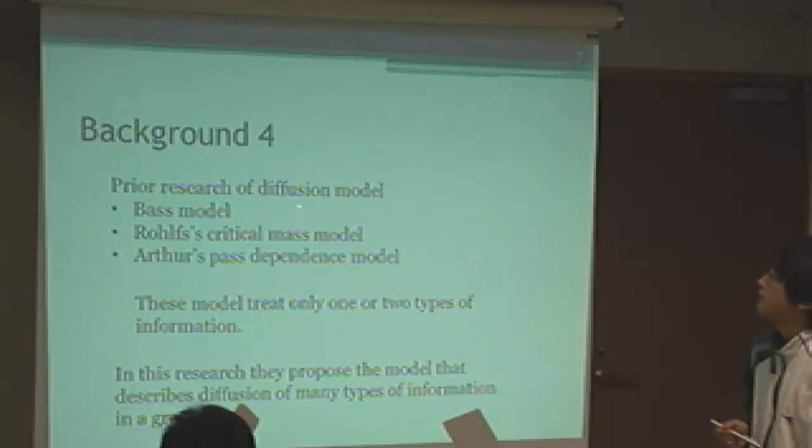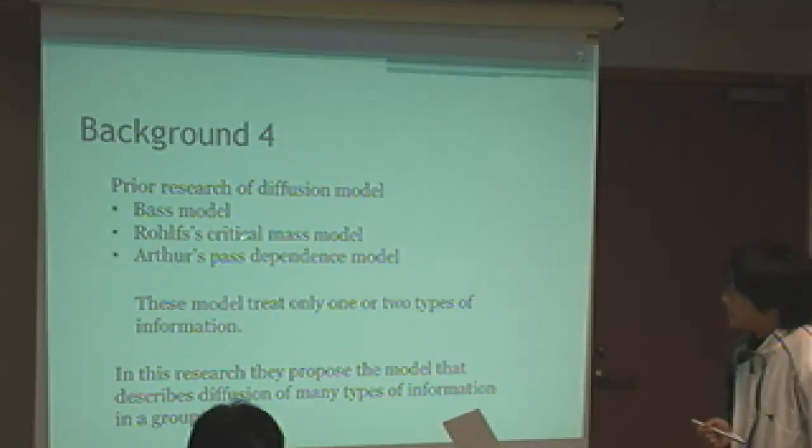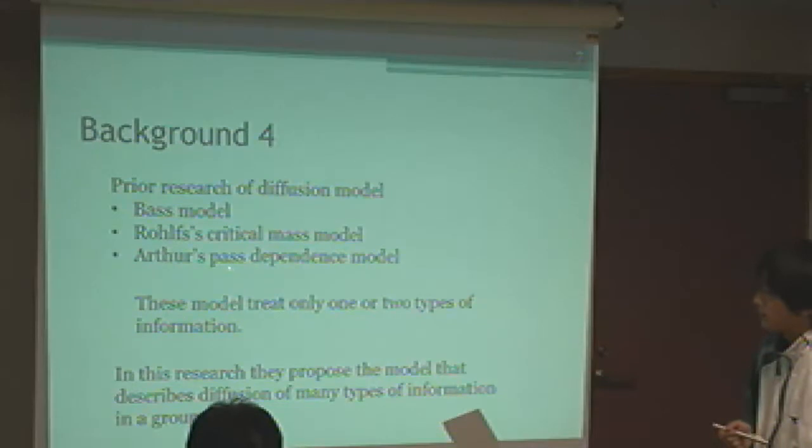Prior research of diffusion models includes the Bass model, the critical mass model, and the path dependence model. These are very famous models, but they treat only one or two types of information. So in this research, they propose a model that describes diffusion of many types of information in a group.